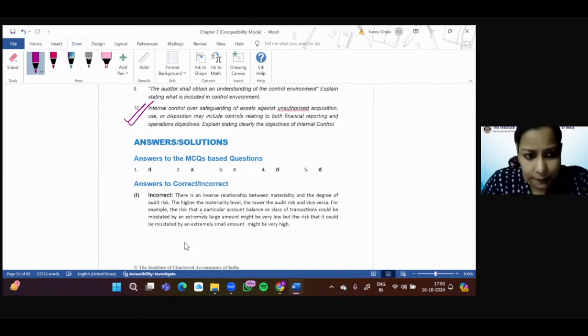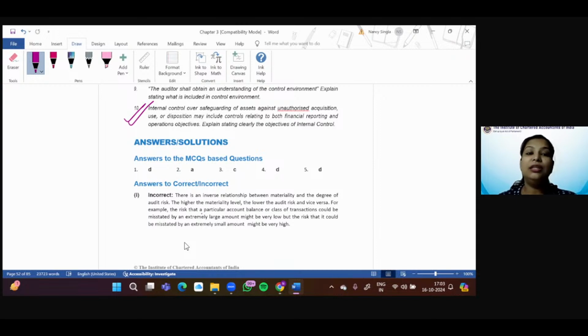Yes, Swati, you are correct. So, this is question number 10 on page number 3.81. Internal control over safeguarding of assets against unauthorized acquisition, use, or disposition may include controls relating to both financial reporting and operations objective. Explain, stating clearly the objectives of internal control. Quickly send in your replies whether you are going through this question and whether you are able to understand as to what is to be written in this question.